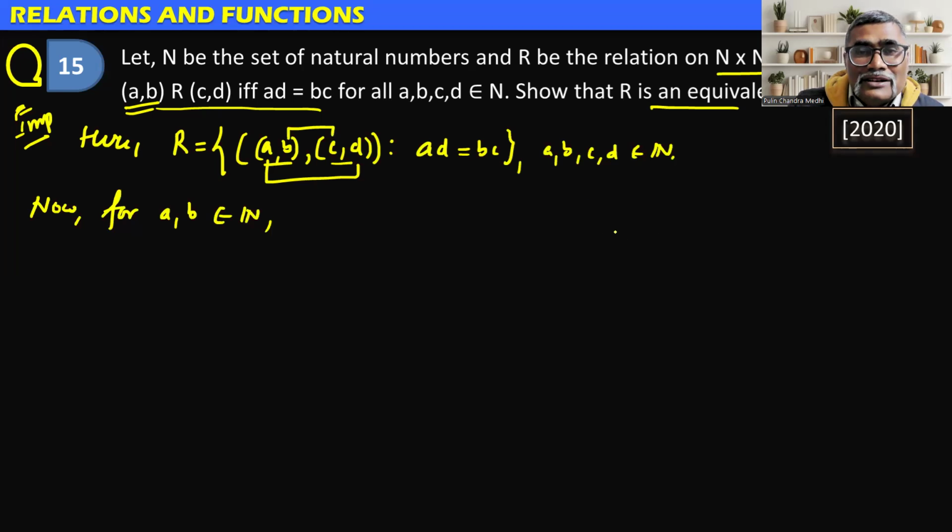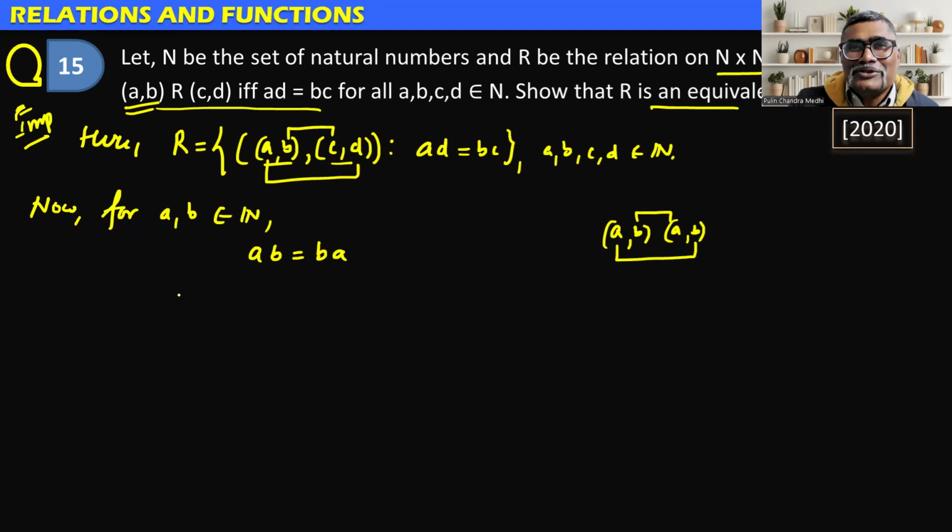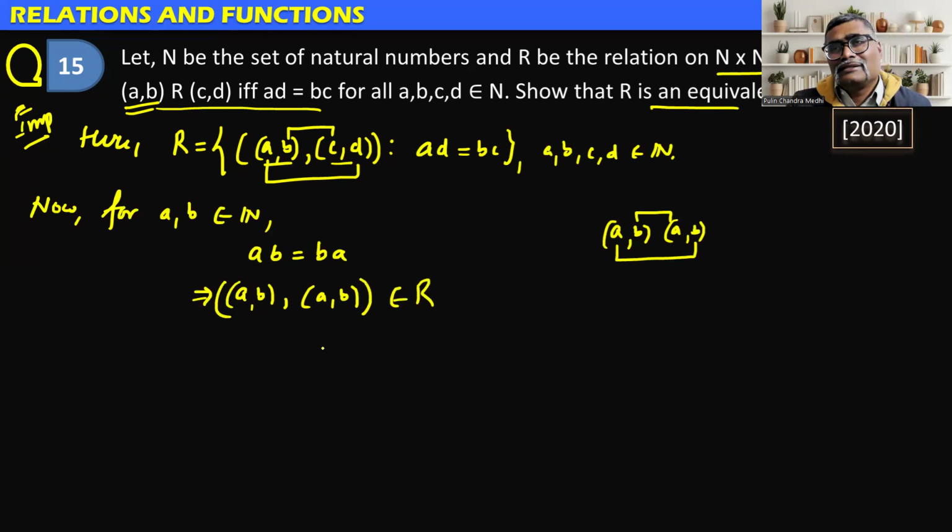For that, you do a rough work. My elements should be what? A comma B related to A comma B. So I should get A times B equals B times A. Is that true? Yes, it is true. So if this is true, I can say from here A comma B and A comma B, I'll put a bracket, is related to itself.